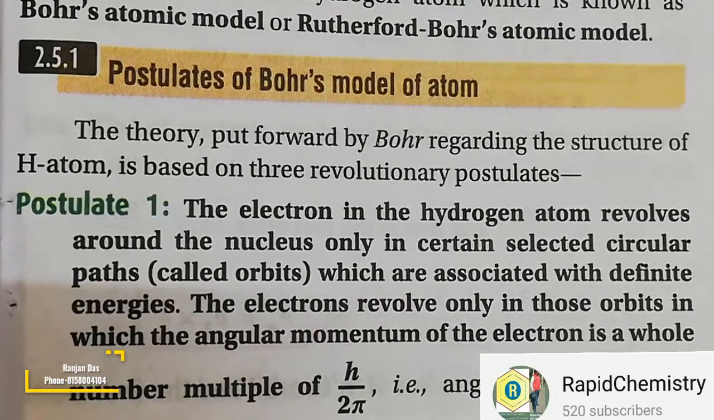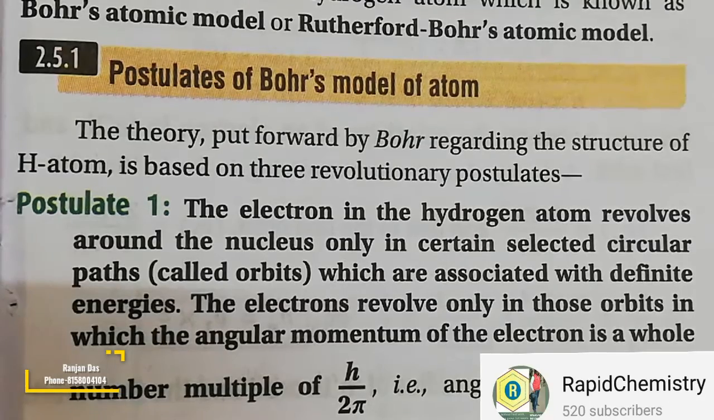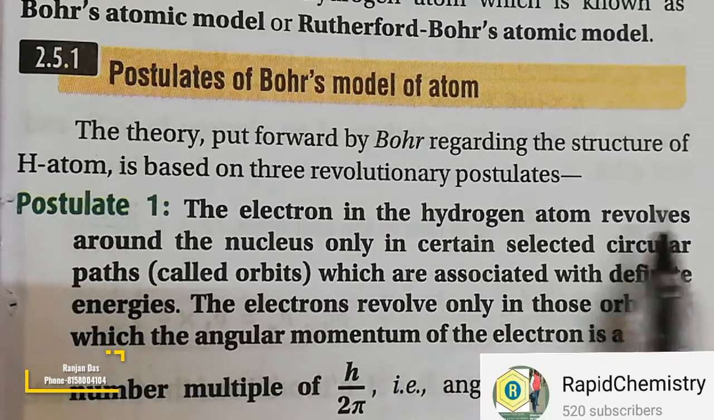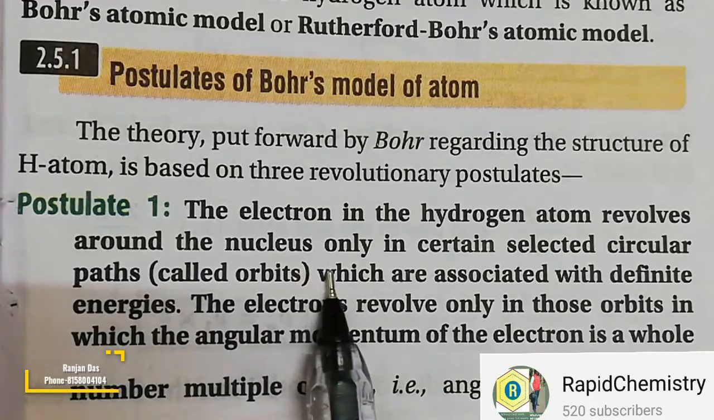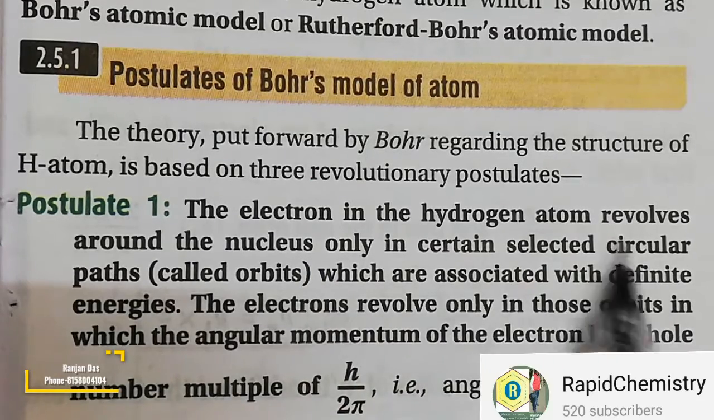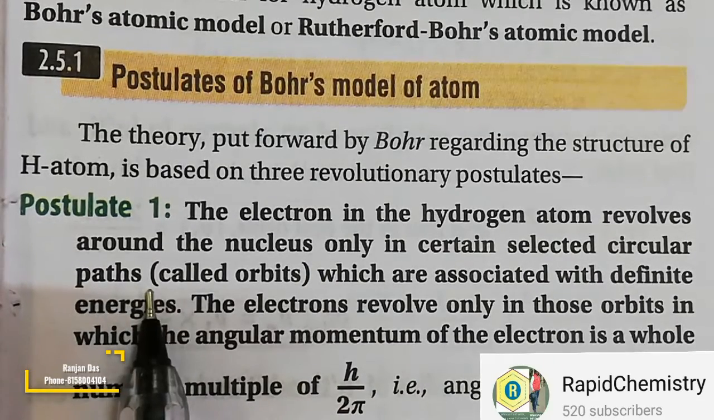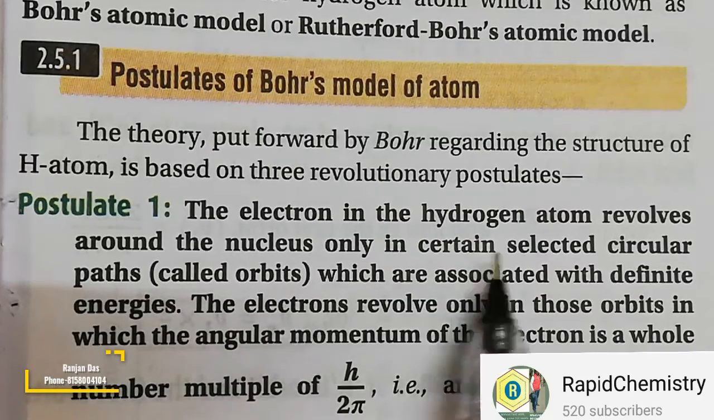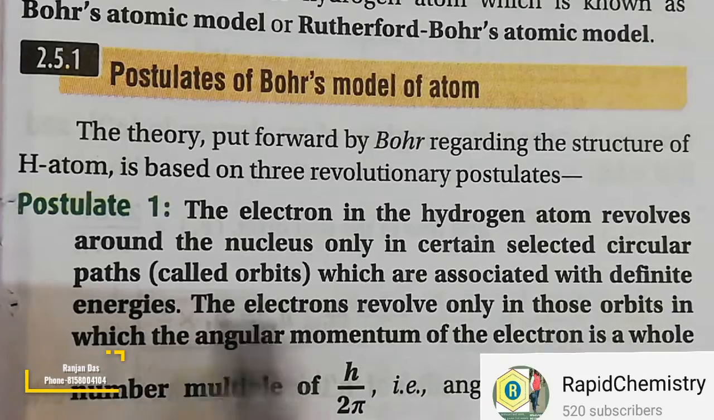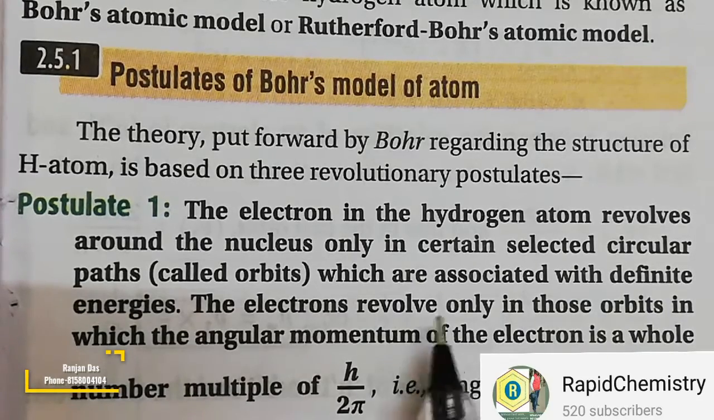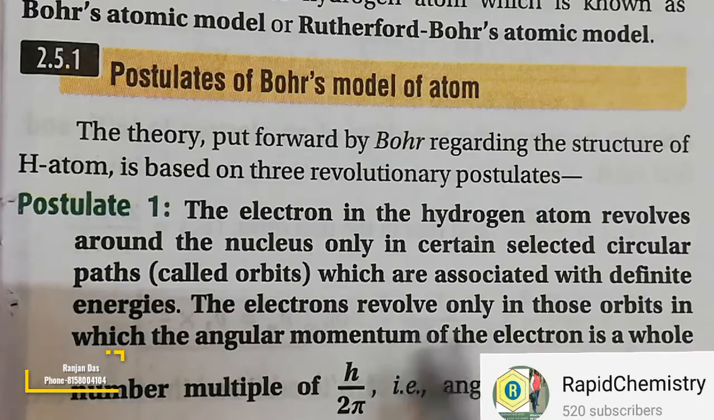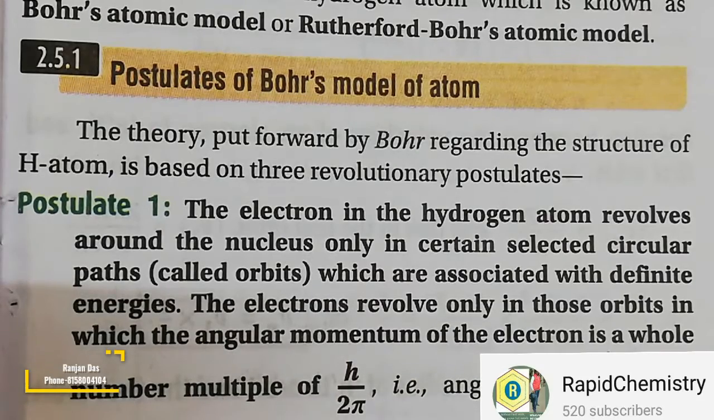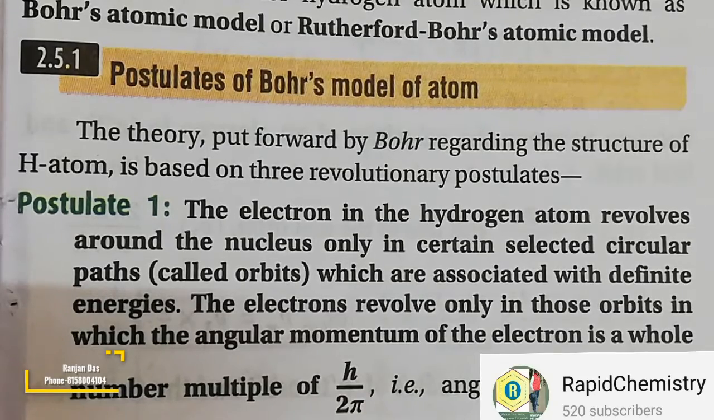Bohr's model is based on three important postulates, and the very first one is: the electron in the hydrogen atom revolves around the nucleus only in certain selected circular paths, which are said to be orbits according to Niels Bohr. And these are associated with definite energies. The electrons revolve only in those orbits in which the angular momentum of the electron is a whole number multiple of h by 2 pi.